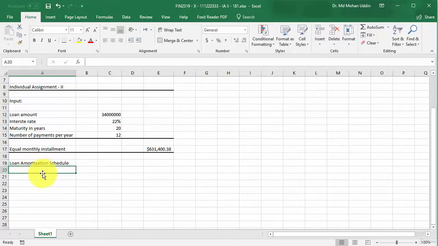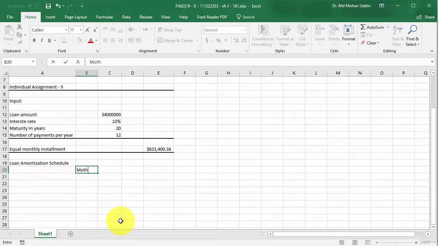Okay, so in the loan amortization schedule we will type in the column headings first: month, then beginning balance. I'm just writing BEG. BAL. for beginning balance. Then it will be the equal installment, so I'm just writing INSTALL. Then from the installment we will certainly have some amount of interest payment, so INT. PAY.